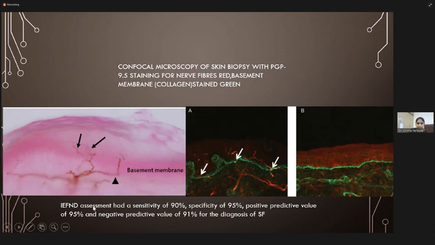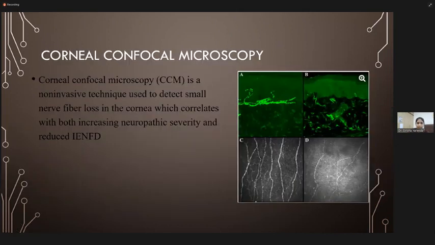This intraepidermal nerve fiber density assessment has very good sensitivity, 90%, and specificity is also 95%. The other technique, which is again non-invasive, unlike the skin biopsy, and a very simple technique, is corneal confocal microscopy. We all know that the cornea is richly innervated with nerve fibers, which are branches of the first division of the trigeminal nerve.